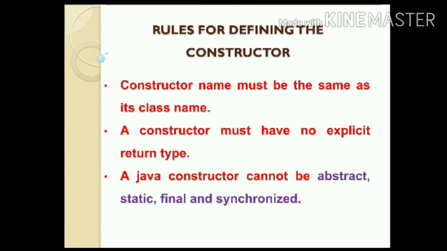Next, rules for defining the constructor. Constructor name must be the same as its class name. A constructor must have no explicit return type. A Java constructor cannot be abstract, static, final, and synchronized.